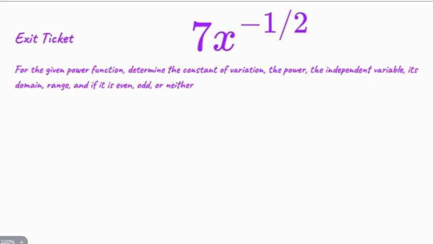So for the exit ticket, for the given power function, determine the constant of variation, the power, the independent variable, its domain, range, and if it's odd, even, or neither.